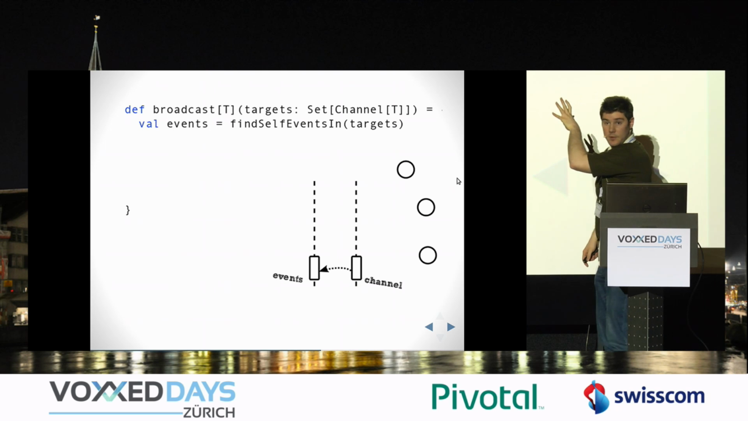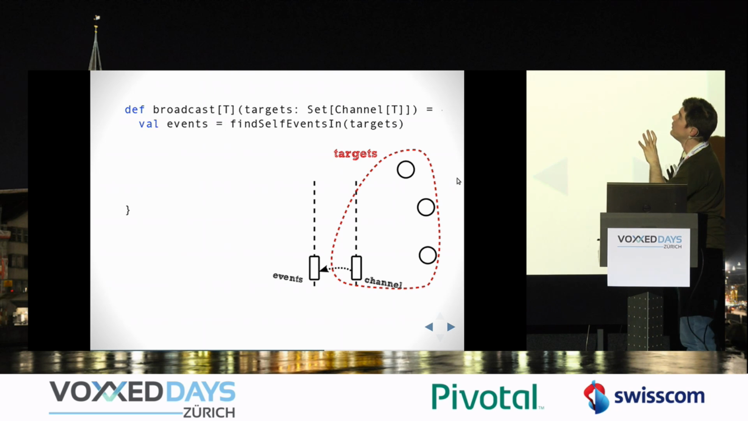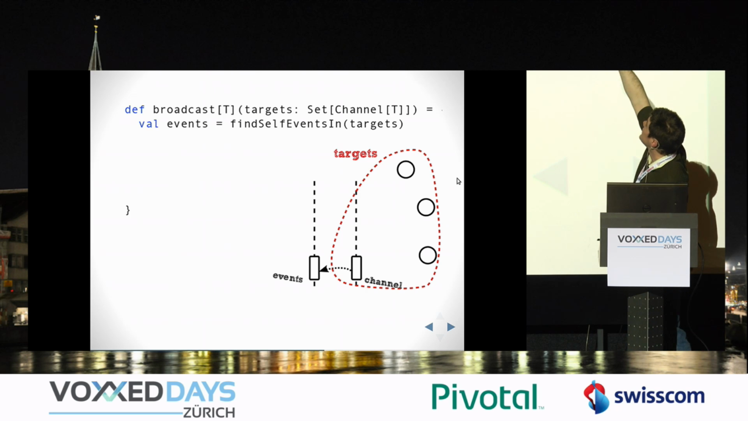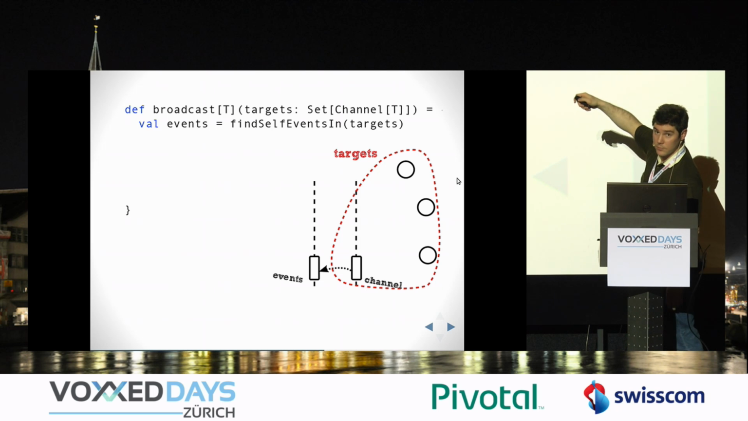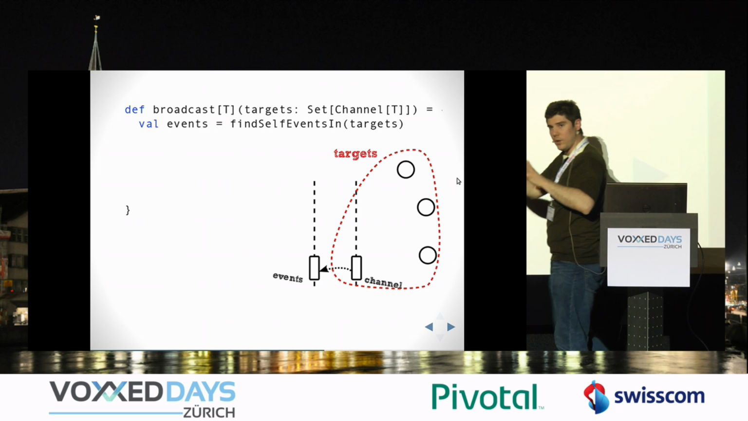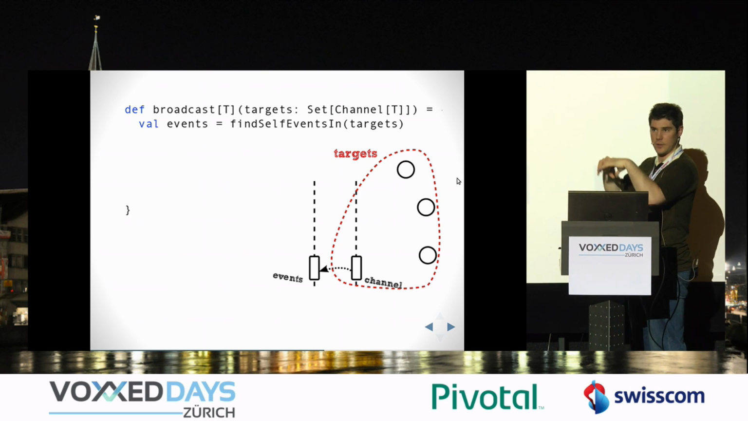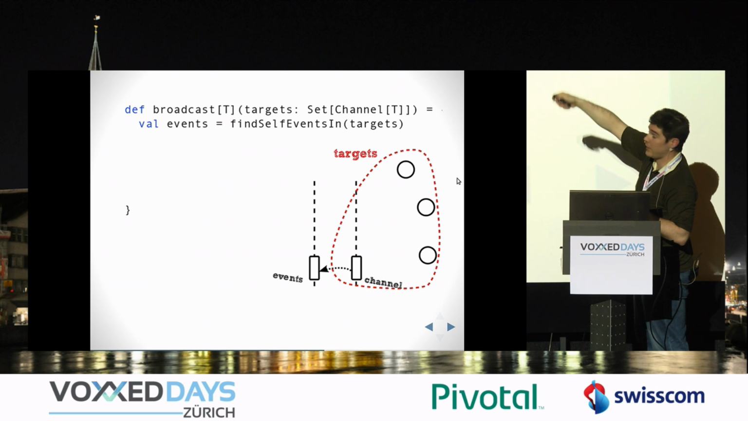So let's try to implement broadcast. How will we do this? Well, first thing we need to notice is that this set of channels here, targets, is the set of all the participants in the broadcast, including myself, the reactor that is calling this function.